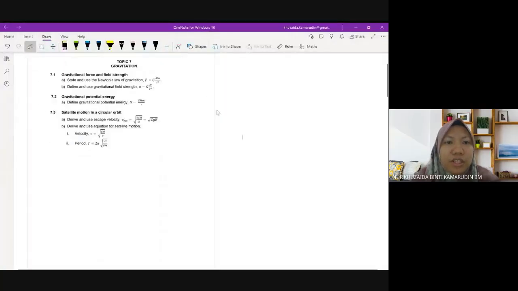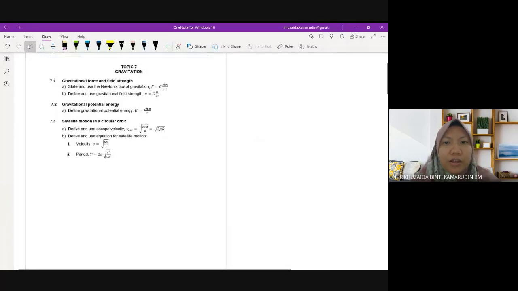Okay, alright. So chapter 7. So kita tengok summary dahulu dekat sini. So the first part 7.1 is gravitational force and field strength. Okay, so the equation daripada Newton's law of gravitation.